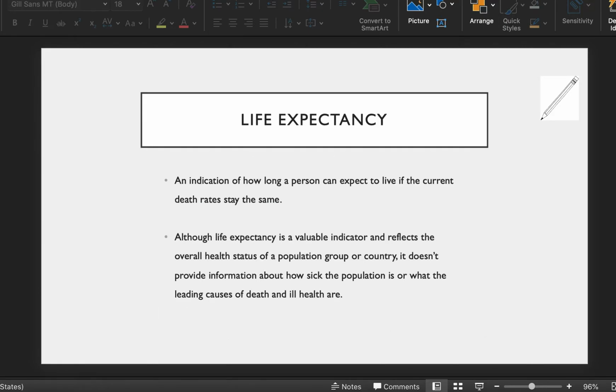The final thing that I wanted to go through today is life expectancy. Life expectancy is an indication as to how long a person can expect to live if the current death rates stay the same. Now, right now in the world, the death rates are obviously much higher than usual because we're in a pandemic. If this pandemic continues on longer than expected, then life expectancy will take a turn.